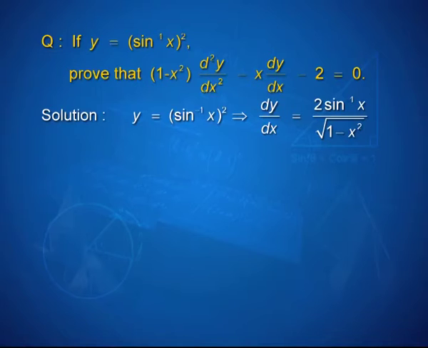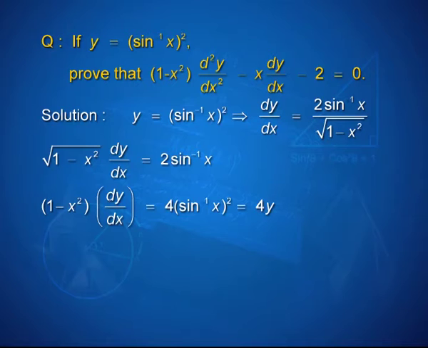Instead of finding the derivative of this function as it is, what I do is I cross multiply with root 1 minus x square and then square both the sides. Once I have done that, notice the right hand side is actually nothing but 4 times y. So, it is already a much more simplified expression.